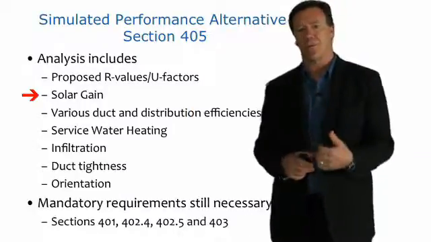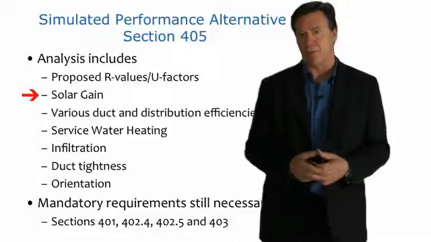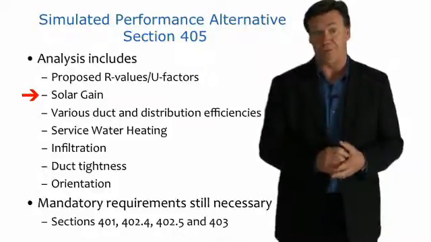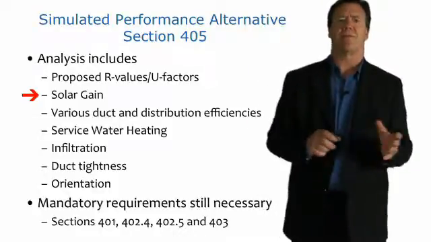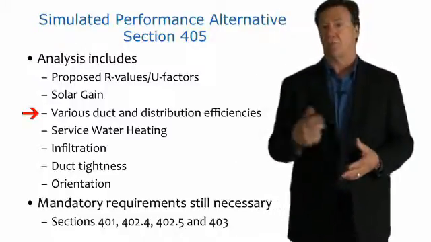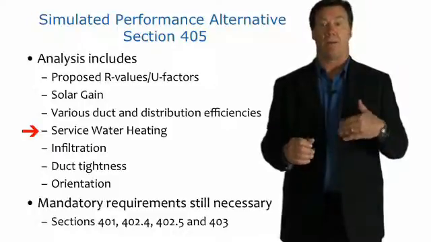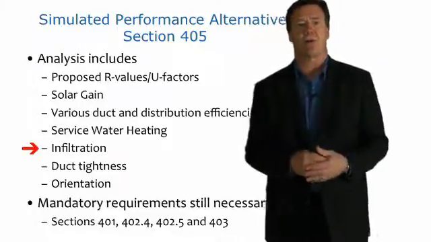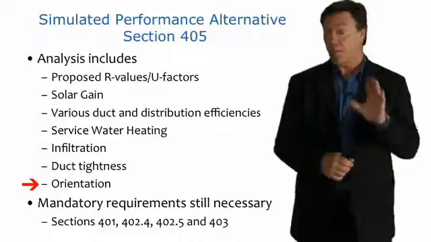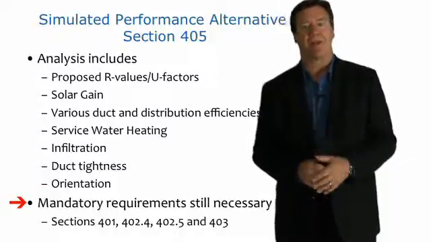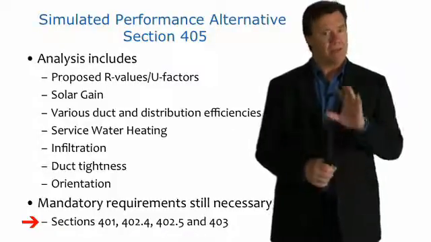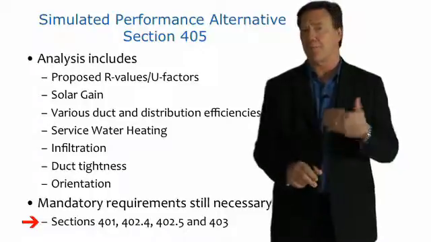And so with the performance approach, you can take advantage, as I mentioned earlier, of low solar heat gain coefficient glass, which is very popular these days with some of the low-E coatings. And it really doesn't affect your visible light transmission. It also allows you to fine-tune various duct and distribution efficiencies and get credit for that, as well as water heating. It also allows you to have better control over your air infiltration numbers, as well as take better credits for duct tightness and orientation. But don't forget, the mandatory requirements are still necessary in sections 401, 402.4, 402.5, and 403. Mandatory requirements are required no matter what method of compliance you approach.